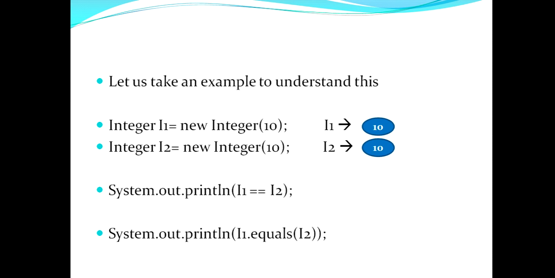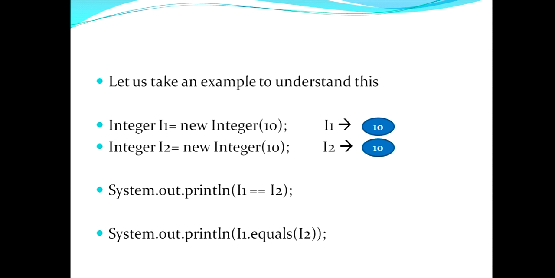So we have two integers, I1 and I2. I1 we are creating with the new keyword. Whenever we create anything with the new keyword, it will be created on the heap. So the I1 object has been created on the heap, pointing to a value of 10. Again we take an I2 integer and create it with the new keyword, and this will be created again on the heap, but at a different address location, not the same as I1, and it will have the same value as I1, so the value will be 10 in both variables.